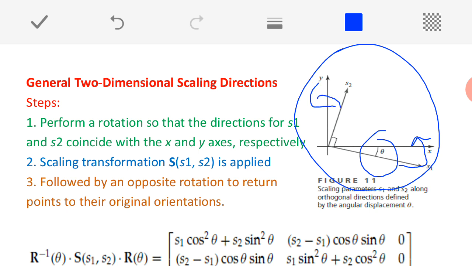Y. Once this S1 direction and S2 direction overlap with x and y, we know how to perform the scaling with respect to x direction and what? Y direction. Look at here, that way I am going to do. So the scaling transformation with respect to S1 and S2, which are already overlapped with x and y, will be applied. So, once the scaling has been finished, then once again you have to perform the opposite rotation, meaning inverse rotation, so that the directions S1 and S2 will be what? Moved back to the original position.